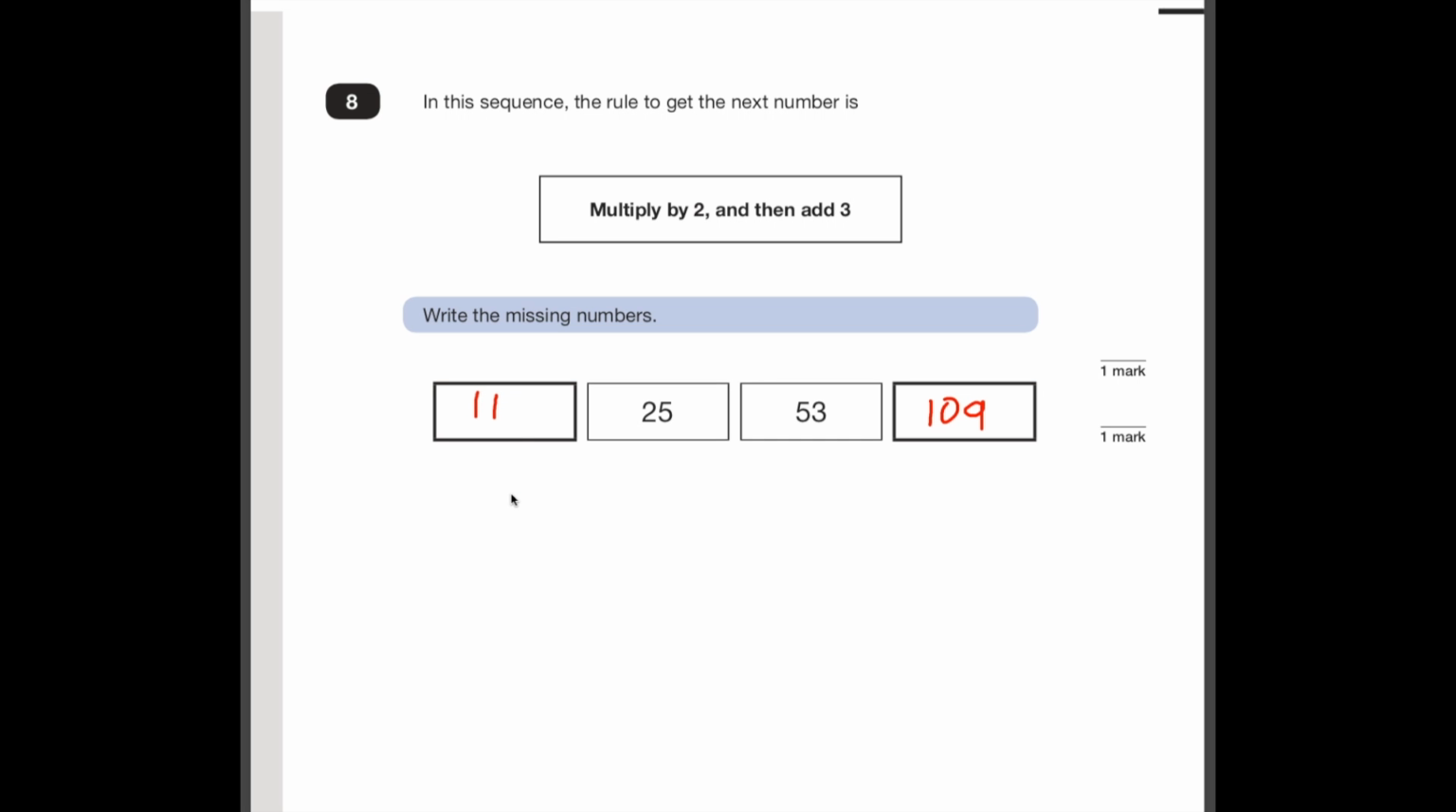The best thing to do at this point to make sure you've got the answers right is to put the rule back in, put your number in and see does it actually follow the rule correctly. So look at the first number, 11. Let's do the rule. Multiply it by 2, we get 22. And then we're going to add 3. 22 add 3 makes 25. So we know that that one is correct.